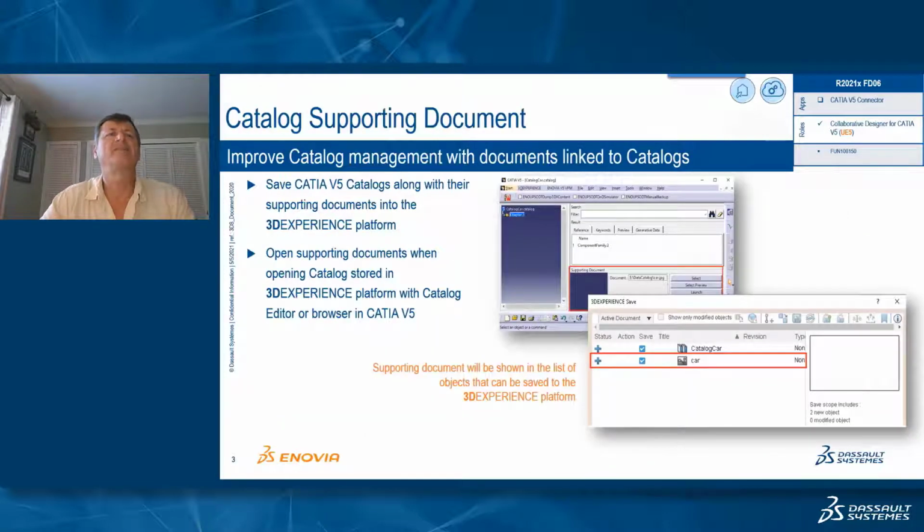The second enhancement deals with catalogs that have supporting documents. In this release, when you save a catalog and there are supporting documents linked to it, those documents will now automatically be captured and those links maintained with that catalog.